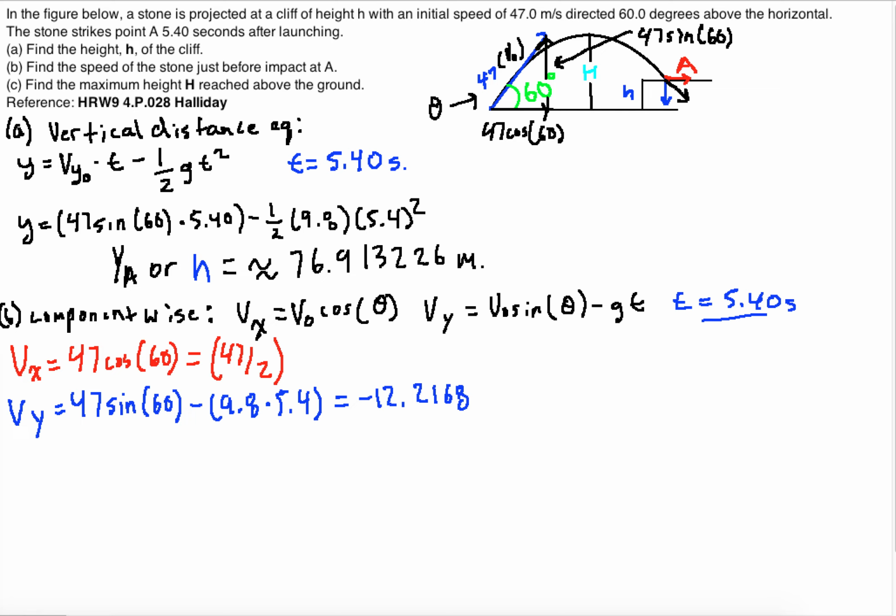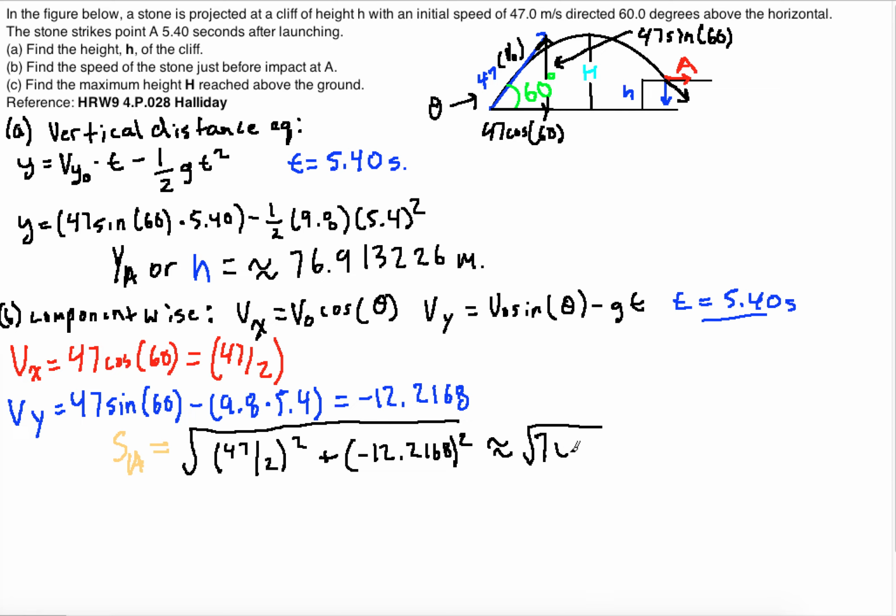I'll label this in orange as the speed at A. The speed at A is equal to the square root, for magnitude, of 47 over 2 squared plus negative 12.2168 squared, and this yields about the square root of 701.5, or about 26.48 meters per second. And there we've solved for the speed at point A.